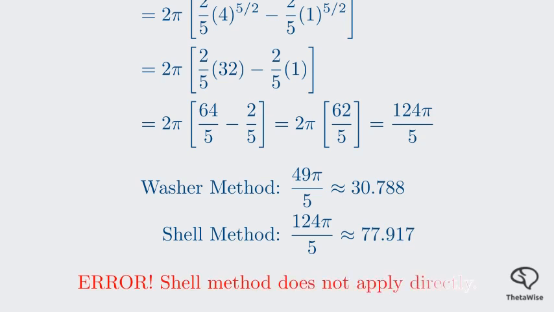This is where the washer method is superior for this specific setup. So our answer from the washer method, 3788 cubic units, is the correct one. Always draw your diagram to be sure.